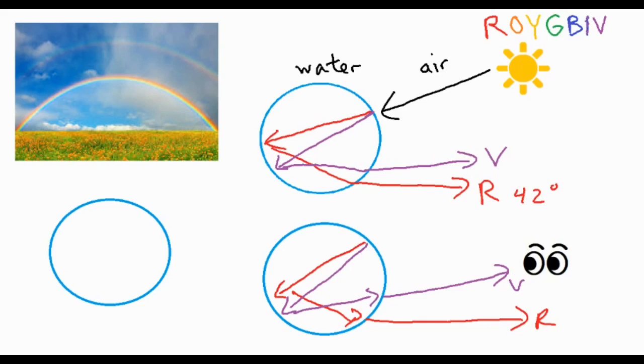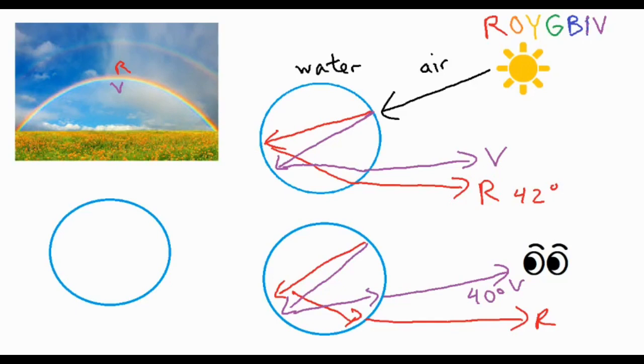So we view the violet light at about 40 degrees. And then between that 40 and 42 degrees, again, that's where the orange, yellow, green, blues, and indigos fall into place. And then that's where we see all the different colors of the rainbow. That's why the violet part is at the bottom of the rainbow, right over here. And then the red part is at the top of the rainbow.